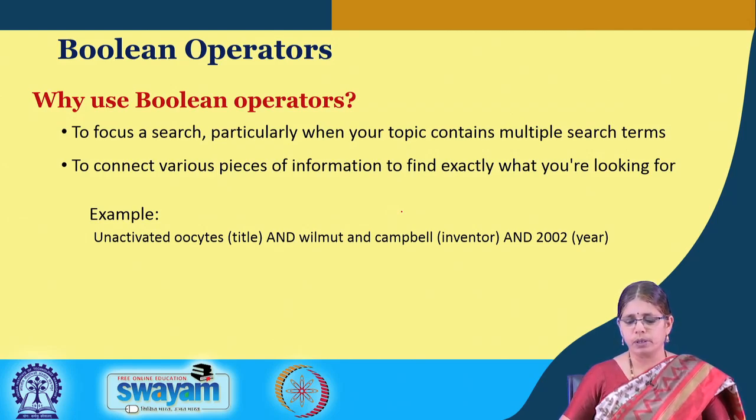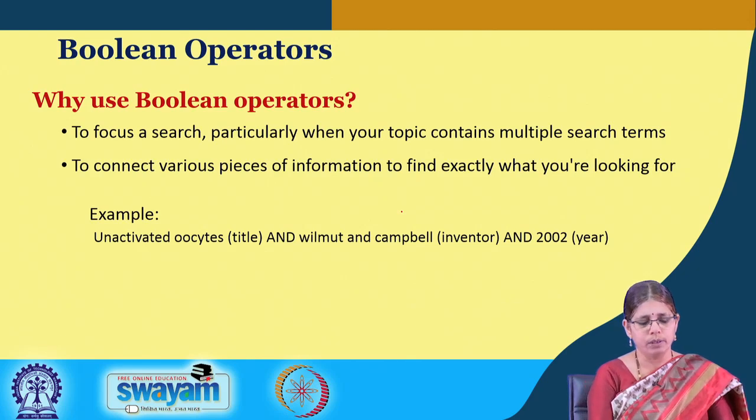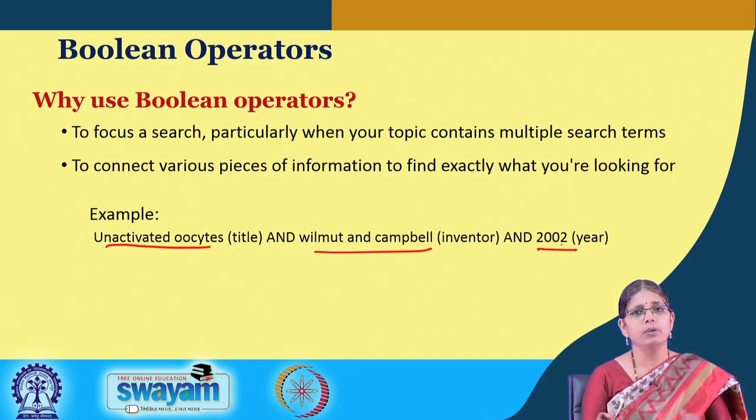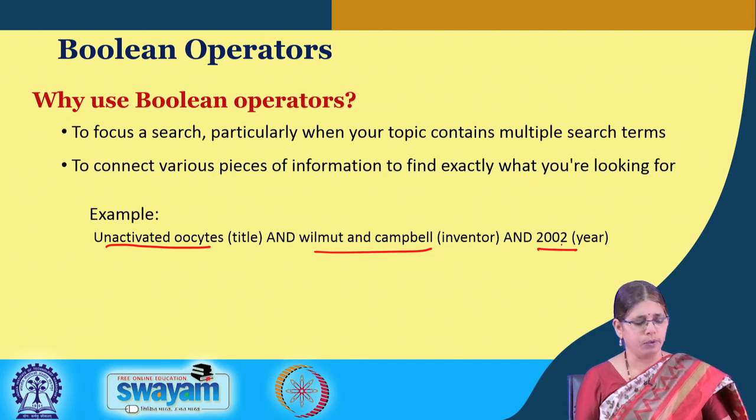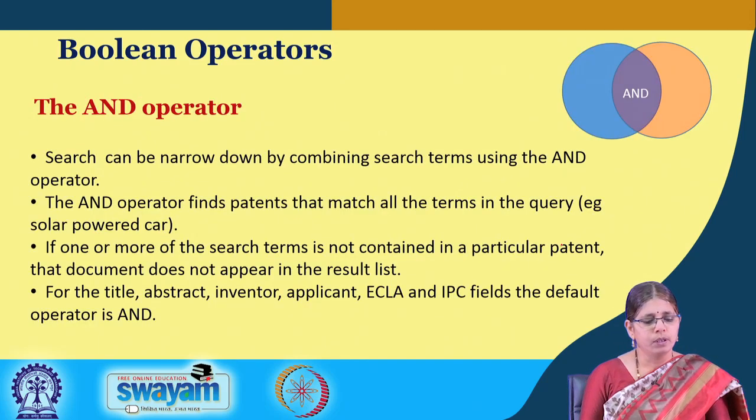This is one example of that. You are combining unactivated oocytes with the inventor name and the year. You want to combine all of them into one, and so you are using AND as a Boolean operator. The use of the AND operator is helping us narrow it down to those specific sets of patents relevant to that year and that inventor and that particular area.